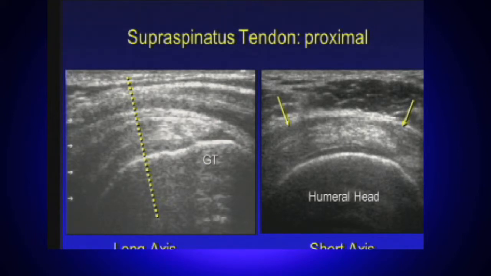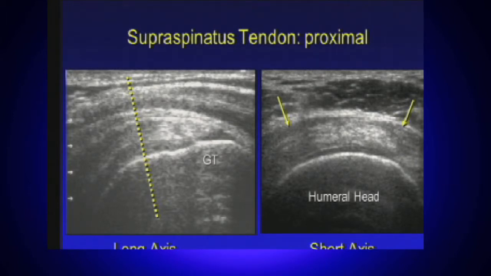So when I turn short axis, I begin over the humeral head. Basically, what I like to see is the round surface of the humeral head, the hyaline cartilage, and a uniform thickness of the tendon. I like to see the biceps tendon as well in the rotator interval. So I start over the humeral head. I don't start over the tuberosities.